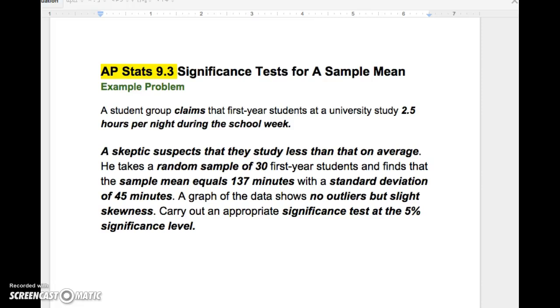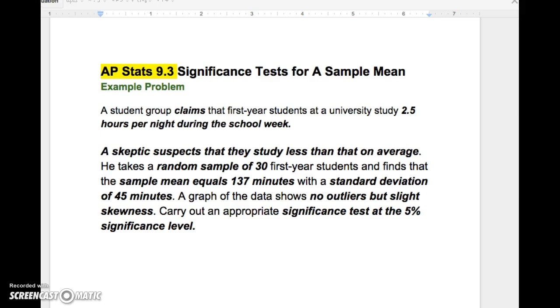This is our AP Stats 9.3 video. We're looking at significance tests again, but this time for a sample mean. So first, make sure you're dealing with a sample mean, not a proportion, before you use any of these procedures and calculations. Let's look at an example problem and what we would use this for.